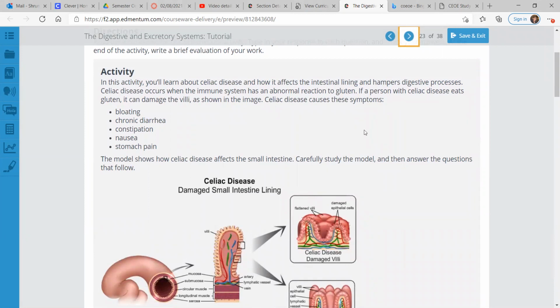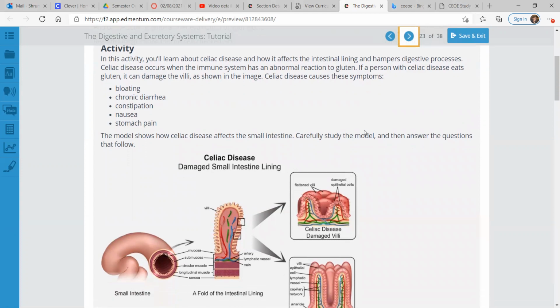This is when gluten-free became a big issue, when celiac disease became more popular. It entered pop culture knowledge. More people recognize celiac disease through these symptoms: bloating, chronic diarrhea, constipation, nausea, stomach pain.